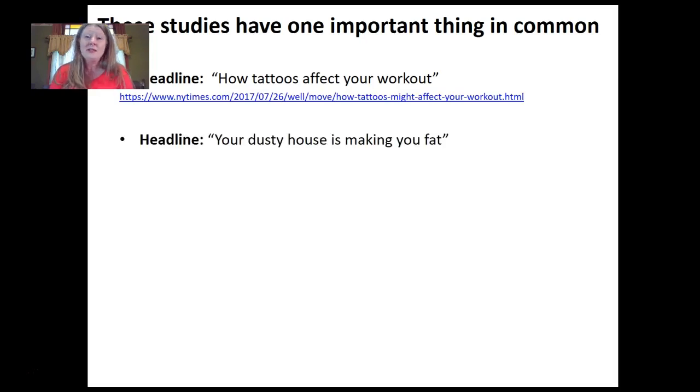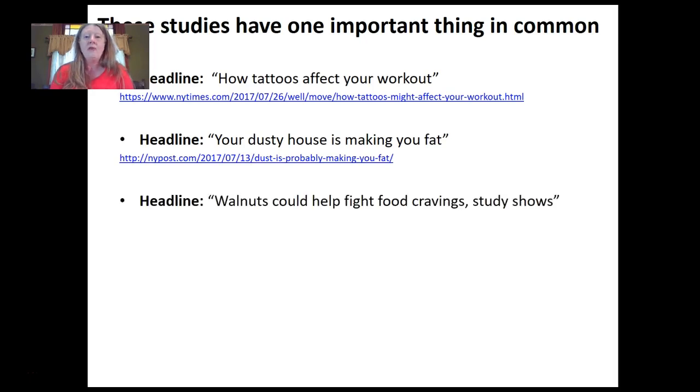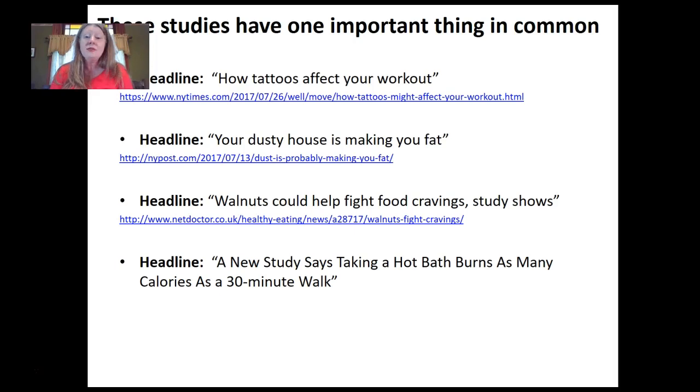Your dusty house is making you fat. So I saw this and I thought, I'm never going to be skinny. If that's the case, my house will probably always be dusty. Walnuts could help you fight food cravings, a study shows. A new study says that taking a hot bath burns as many calories as a 30-minute walk.